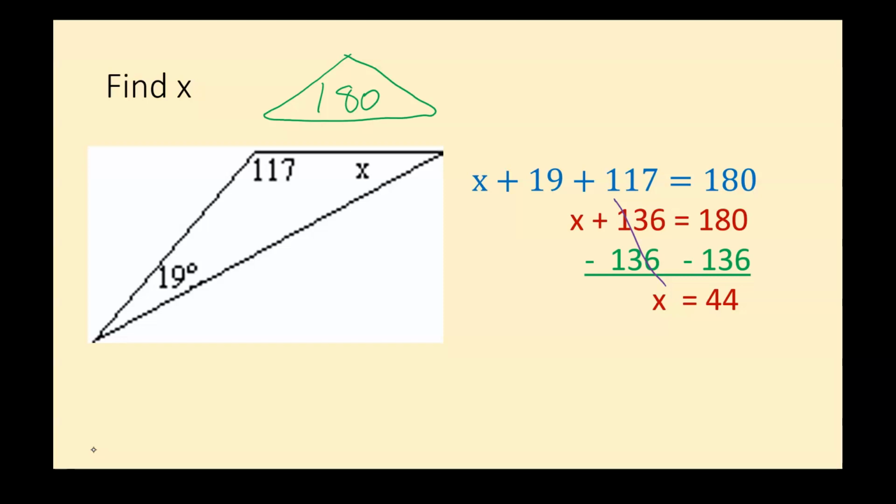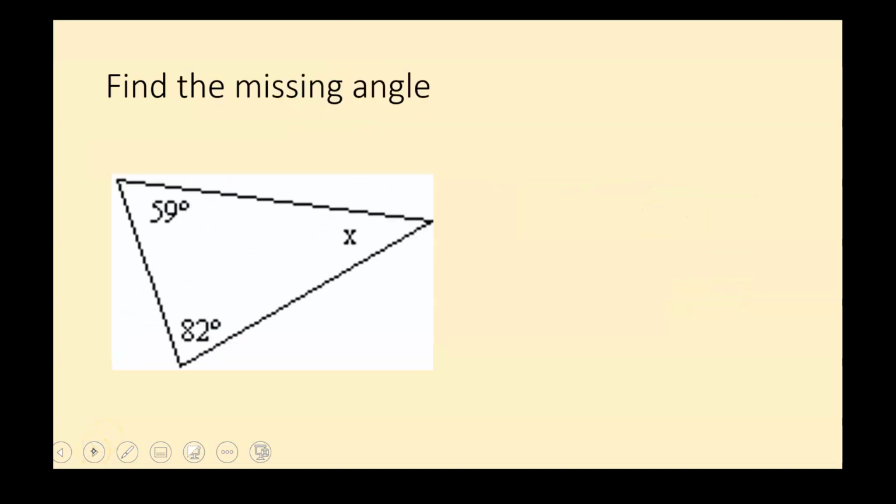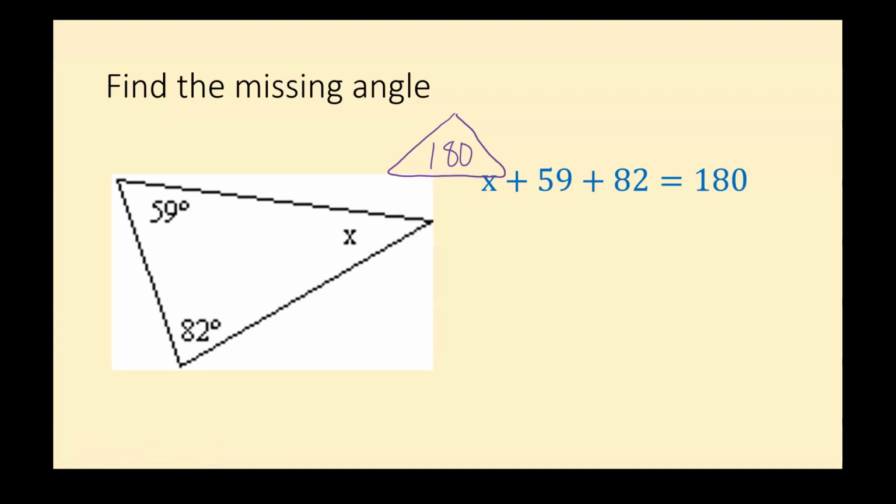Good job, ladies and gentlemen. Let's do another one. Again, we want to find the missing angle. What do all three angles add up to? Yes, all three angles have to add up to 180. So the first thing to solve for x is to do what? Yes, make an equation. x plus 59 plus 82 equals 180.